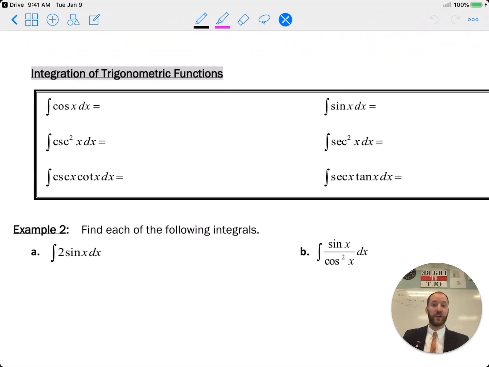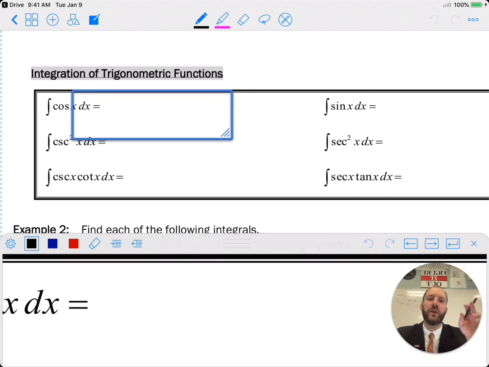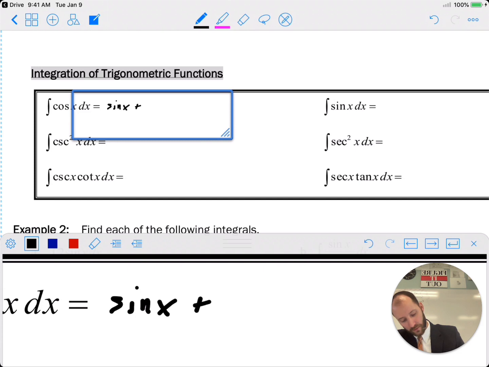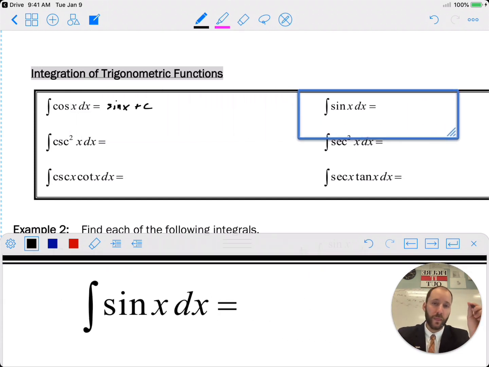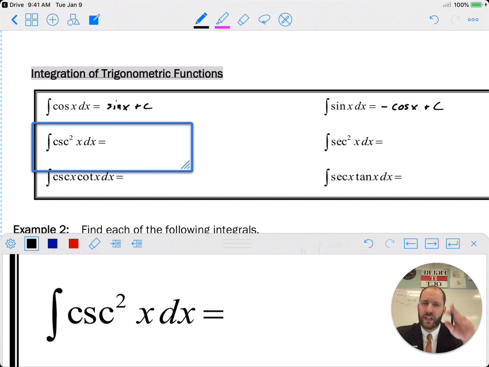A good old trig function, so some of these are the reverse of what you're seeing. So the integral of cosine, think what would you take the derivative of to get cosine? That'd be sine of x plus c. Integral of sine of x dx, so what would you take the derivative of to get sine x? That'd be negative cosine x plus c. And then the others you've got to kind of memorize.